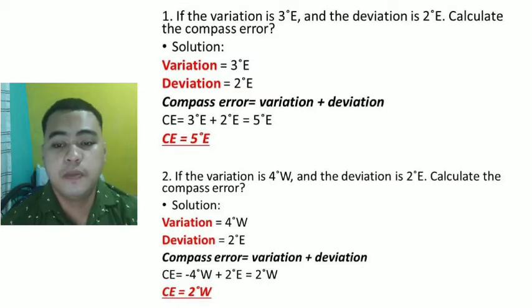The second example is where we have different names. If the variation is 4 degrees west and the deviation is 2 degrees east, calculate the compass error. Compass error equals variation minus deviation. Because 4 degrees west minus 2 degrees east equals 2 degrees west, and since variation is bigger than deviation, we copy its name. So the compass error will be 2 degrees west.